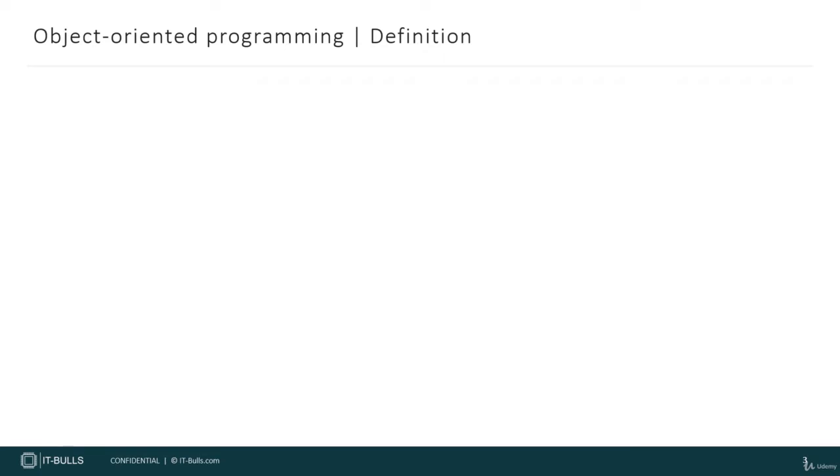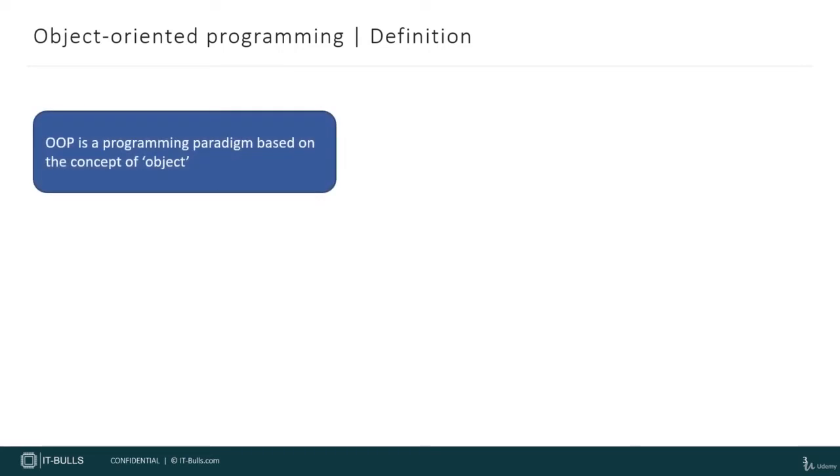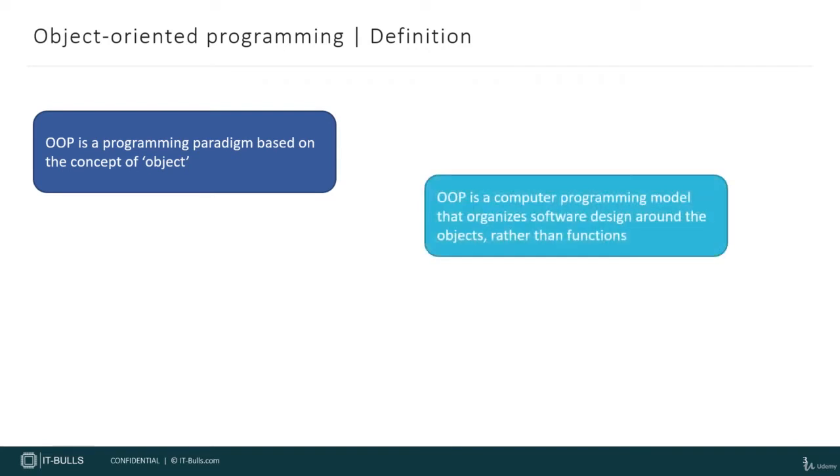So, let's start. Let's come up with a definition of OOP first. There are multiple definitions of what OOP is. I am going to share with you different ones and my own. Wikipedia tells us that OOP is a programming paradigm based on the concept of object. Another definition of OOP is the next one. OOP is a computer programming model that organizes software design around objects rather than functions. This definition clearly describes the difference between OOP and functional programming. We'll talk about functional programming a little bit later.